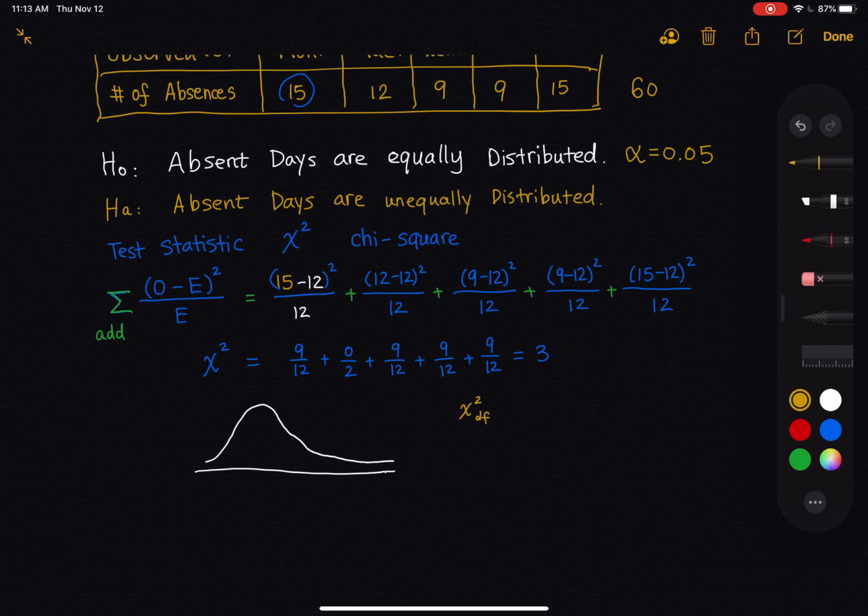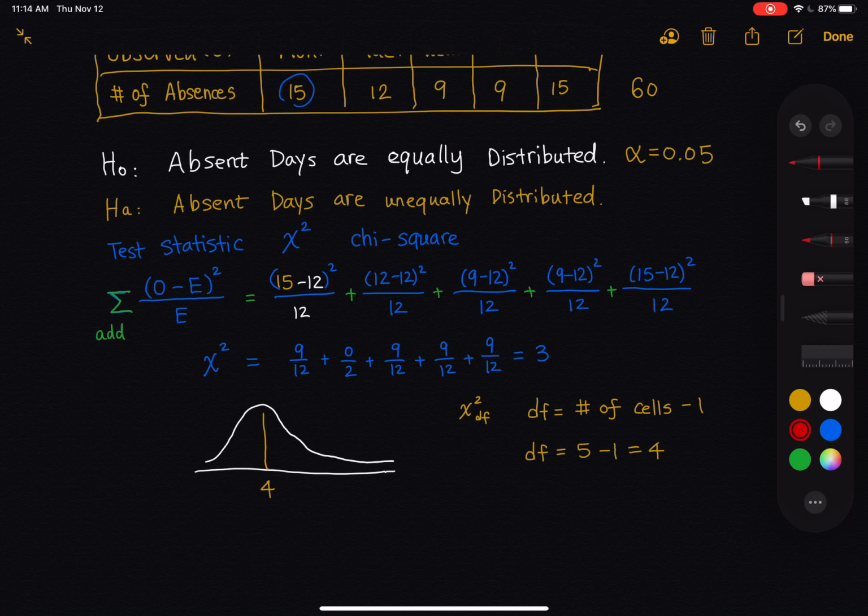Now, how do we find a degree of freedom? It's not n minus 1, okay? It's not a t distribution. The degree of freedom equals the number of categories or cells, subtract 1. What do we mean by that? How many days do we have? We have 5 days, because Monday to Friday. So 5 categories, we subtract 1, so the degree of freedom is 4. What it means is the mean of this distribution is 4.